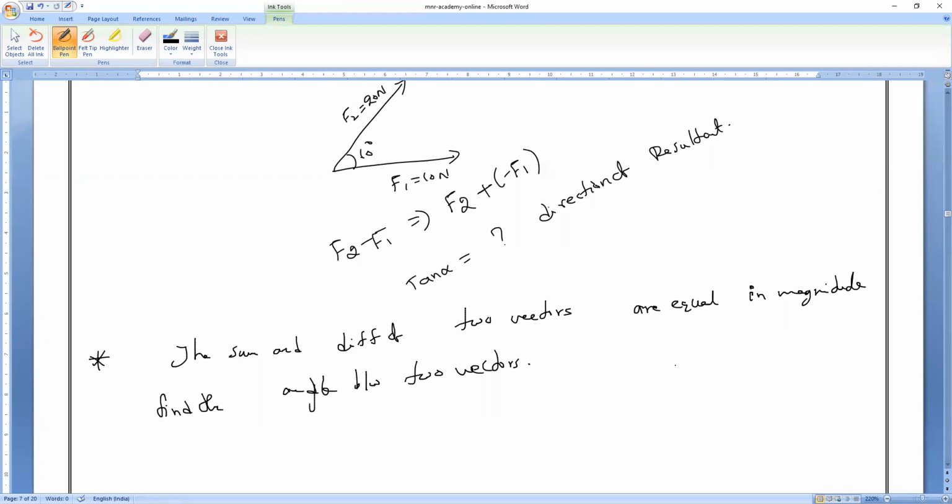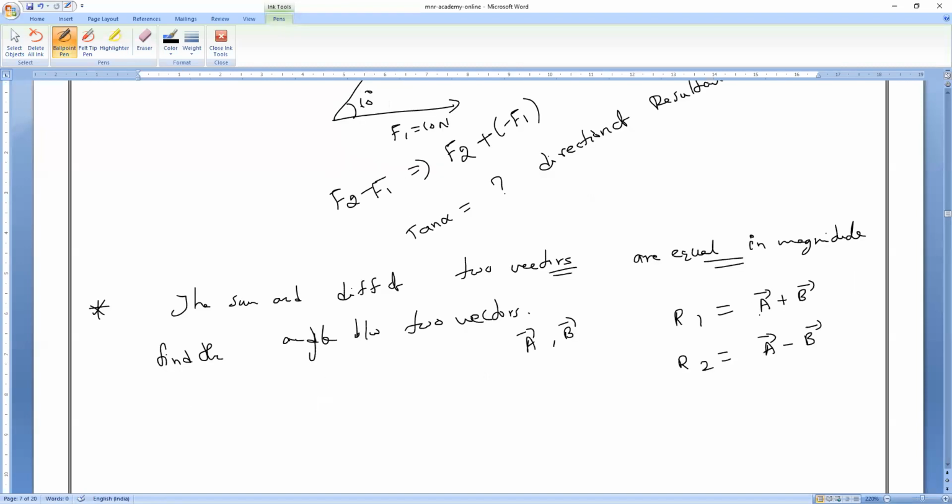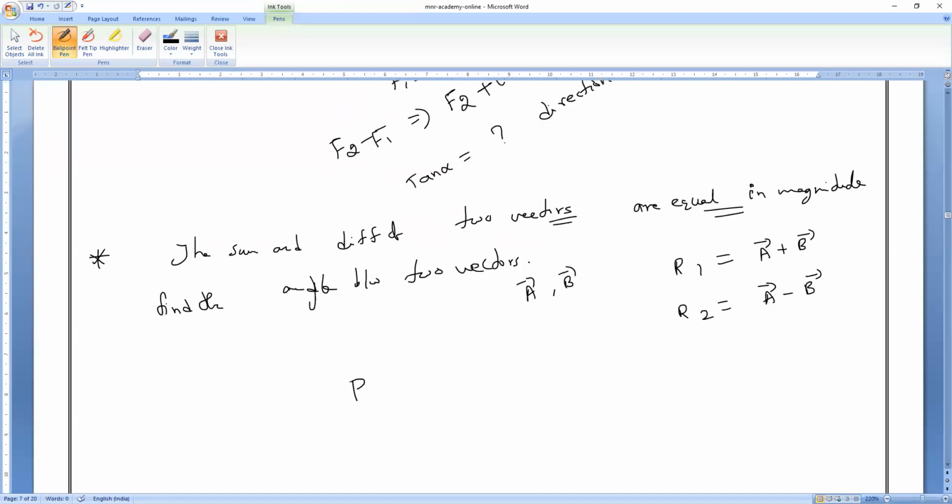Means, if I take two vectors, let me take A as one vector and B as the other vector. If I add, the resultant vector is R1 equals A plus B. And let me take R2 equals the subtraction, A minus B. Is it right or wrong? All of you? Yes, sir. But what they are saying is that the sum and difference of the two vectors have equal magnitude, which means R1 is equal to R2.